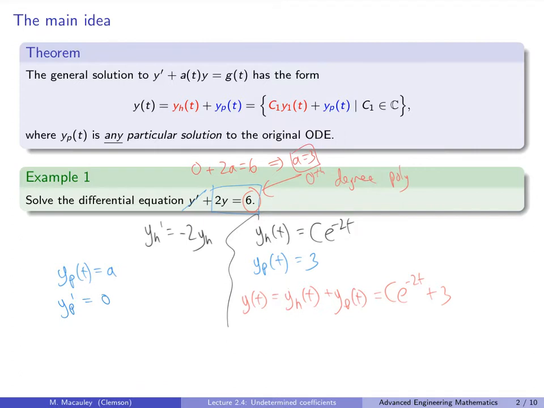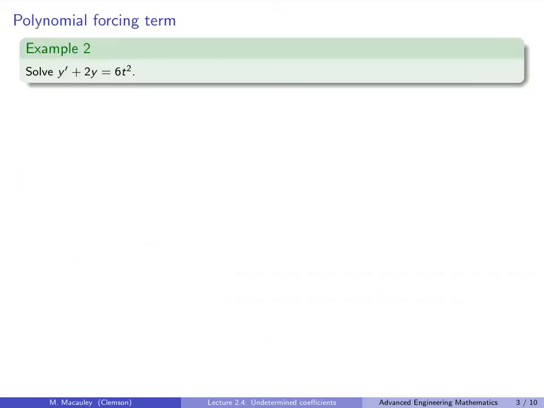There's our particular solution. Now we just did this in our head, but I'm showing it to you this way because this is how we are going to generalize it when we have degree d polynomials on the right-hand side. And that's what we'll do next. For all of these examples, I'm going to keep the homogeneous part the same and only vary the inhomogeneous part, which we often call the forcing term.